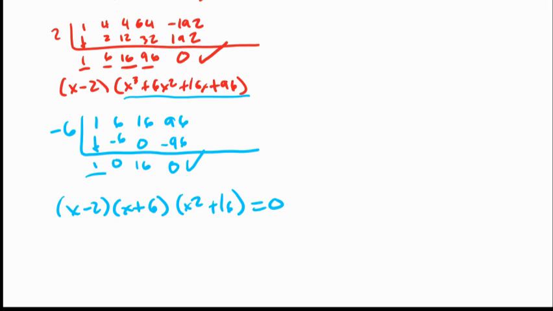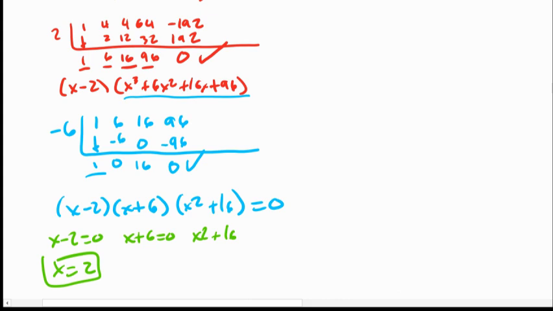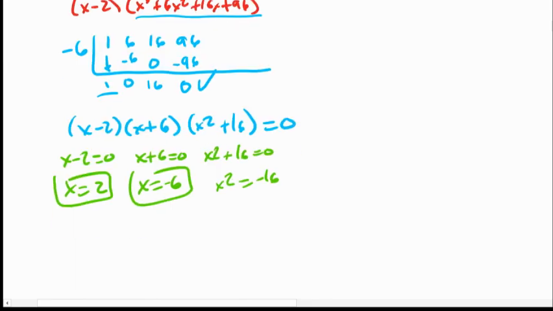Now I'm just going to solve these by setting each of them equal to 0. And I'm going to get my 4 answers of 2, -6, and then x squared equals -16. I take the square root, and because it's a negative, I get plus or minus 4i. So there are my 4 solutions.